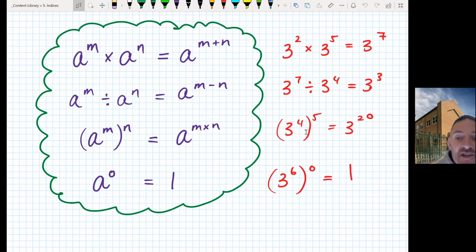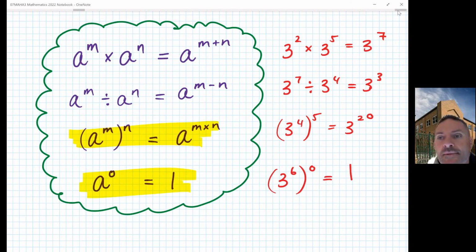So we can do it with algebraic bases, and we can do it with numerical bases. You just have to identify what is the common base. And there we have our solution. Gents, I hope that made a bit of sense. Hopefully you have a bit more understanding. Again, the main things for today are the two new ones: power of a power, we multiply, and anything to the power of 0 simply equals 1.